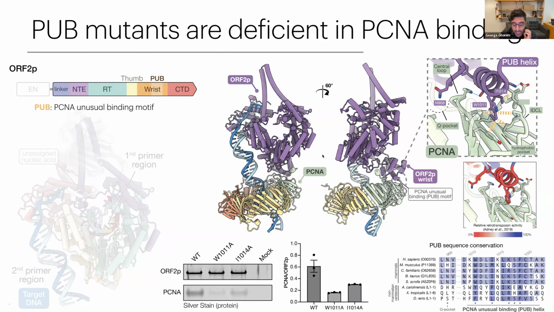And then finally, we went ahead and did a little bit of biochemistry. And we find that the PUB mutants, particularly the ones making these interactions, this tryptophan and this isoleucine, mutating these to alanine diminishes the ability of ORF2p to associate with PCNA in pull-down experiments. And what's quite nice about this is that the effect seems to scale with the hydrophobicity of the residue that's mutated.